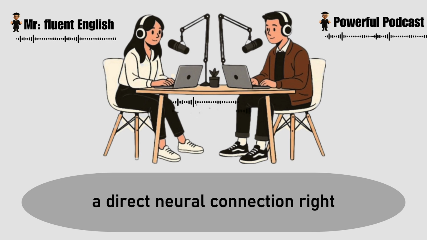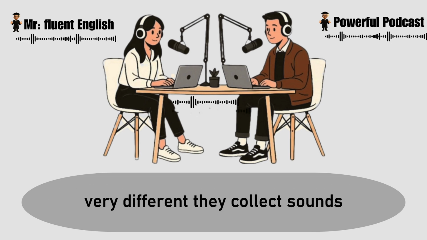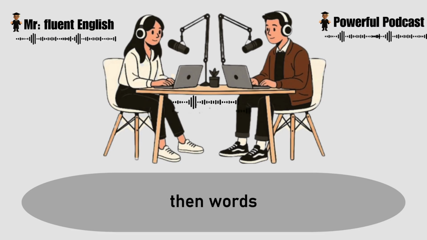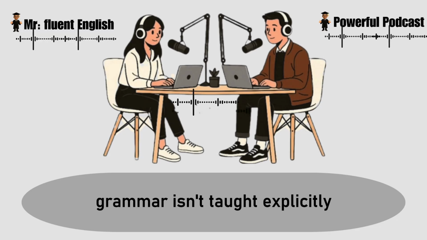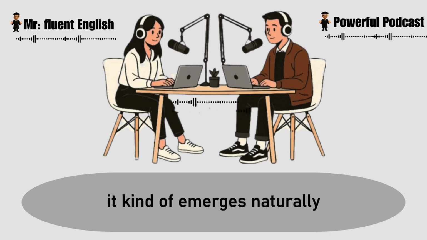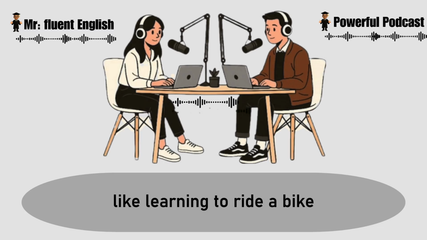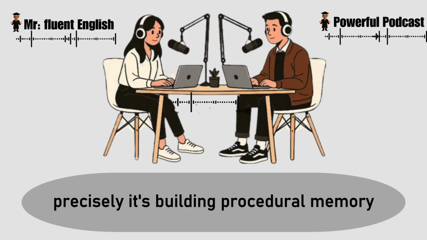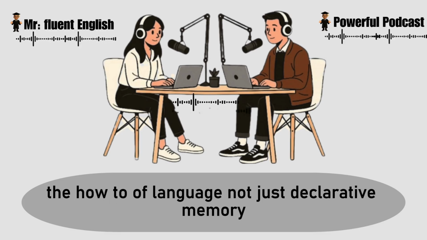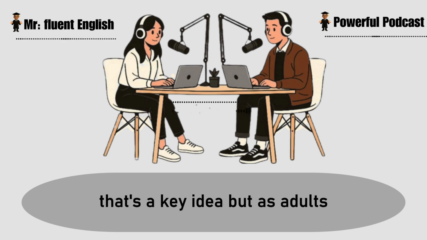A direct neural connection. Very different from memorizing vocabulary lists. Very different. They collect sounds, then words, then start putting them together into simple sentences. Grammar isn't taught explicitly. It kind of emerges naturally as they pick up patterns in the language they hear. Like learning to ride a bike. You don't study physics first. You just do it, and your brain figures out the balance. Precisely. It's building procedural memory, the how-to of language, not just declarative memory, which is like knowing facts or lists. Procedural memory. Okay, that's a key idea.